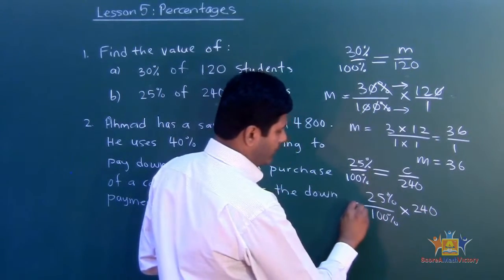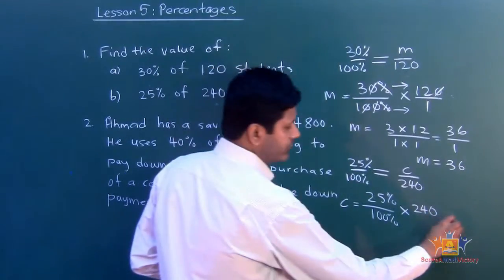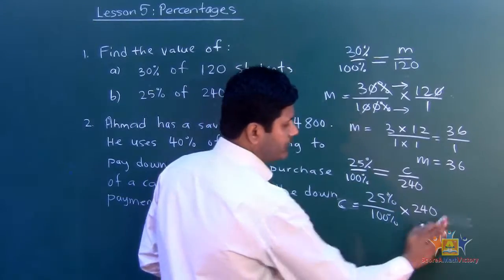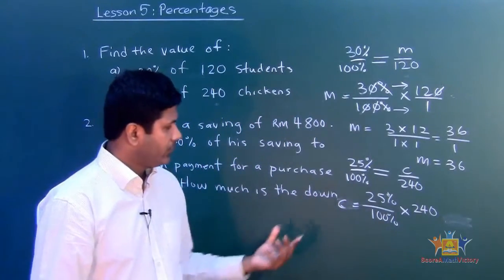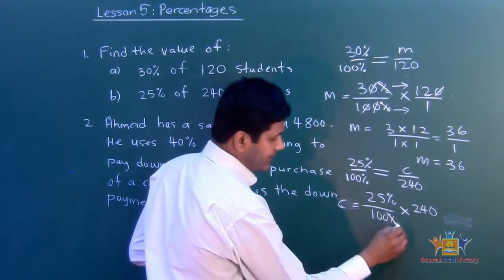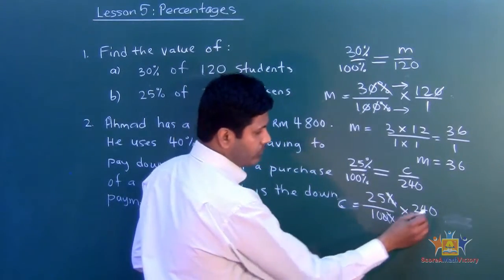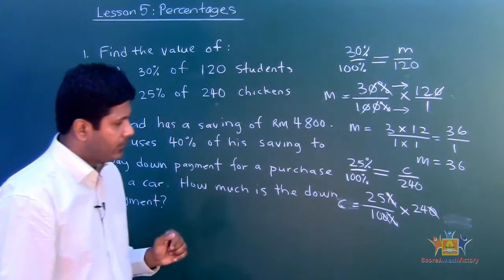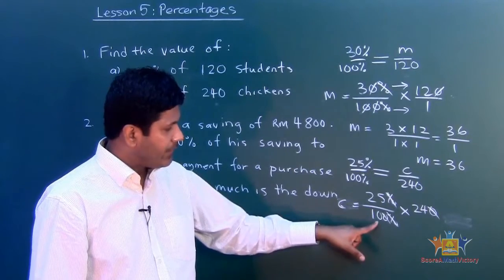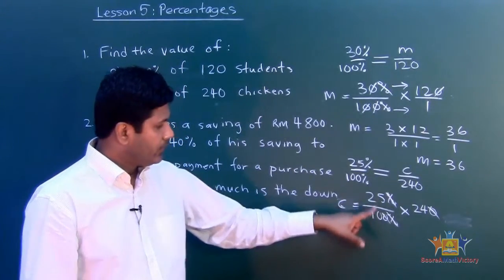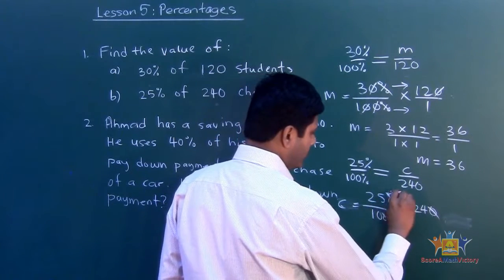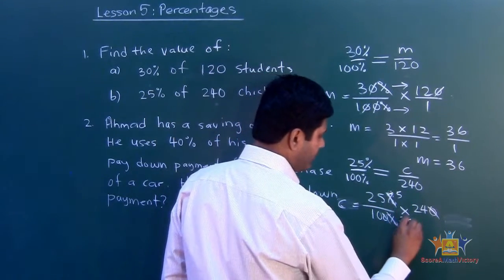I can put the C over here, or express it that way, doesn't matter. Same thing. So now I simplify this. First I cancel out the percentage. 0, 0 cancels out. See that? Now I can divide 25 by 5, and I can divide this by 5. They both can be divided by 5. So I divide this by 5, and I divide this by 5.